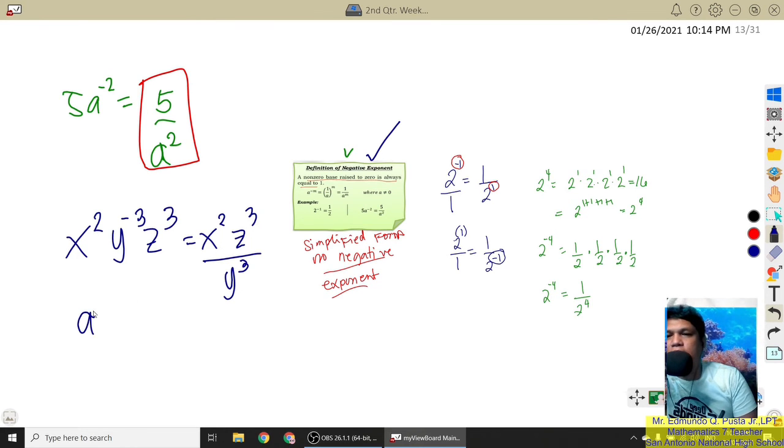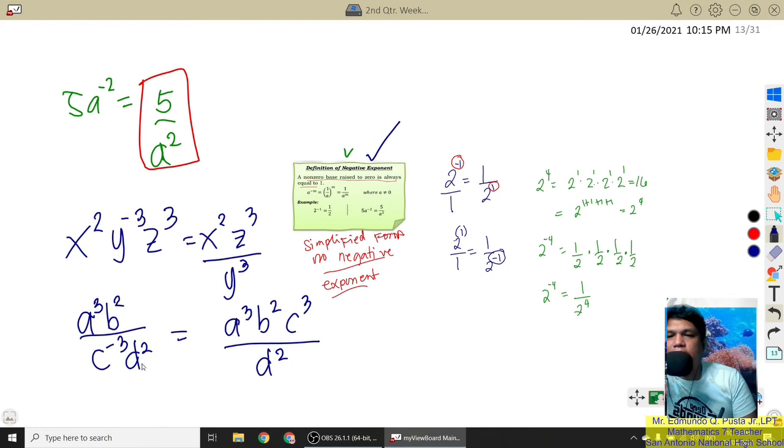So for instance, let's say a cube b squared over c raised to negative 3 d squared. Okay? So in order to eliminate the negative, what will happen? We have a cube b squared c cube all over by d squared. Sir, bakit natira pa rin din si d squared? Kasi hindi siya negative. So you don't need to put it to the numerator. Okay? In order to simplify it.